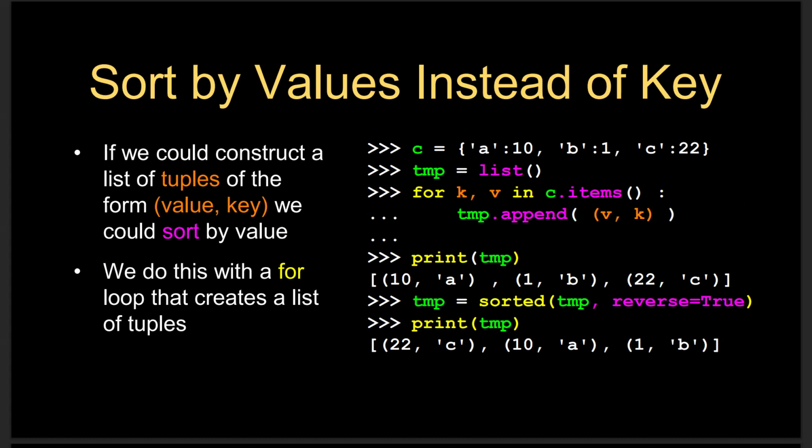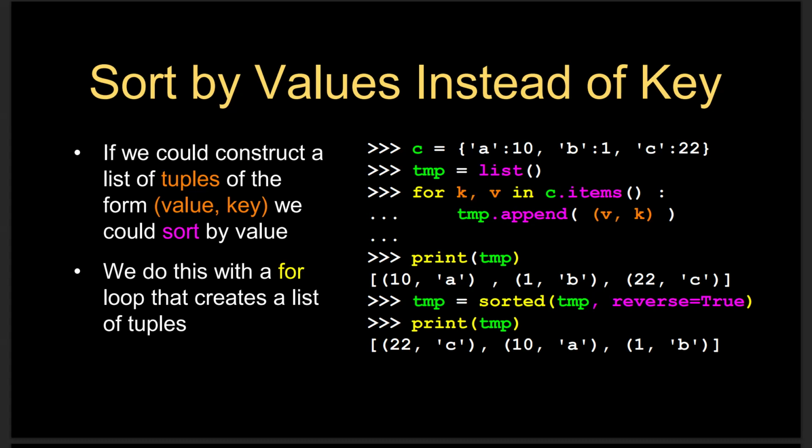Sort by values instead of key. You can also sort by values instead of key. If we could construct a list of tuples of the form (value, key), we could sort by values. So if you are able to create a list of tuples in the form of value-key pairs, you can easily sort it by value.